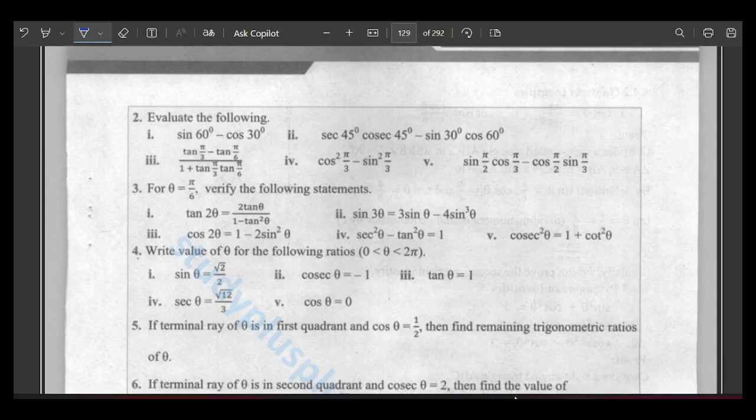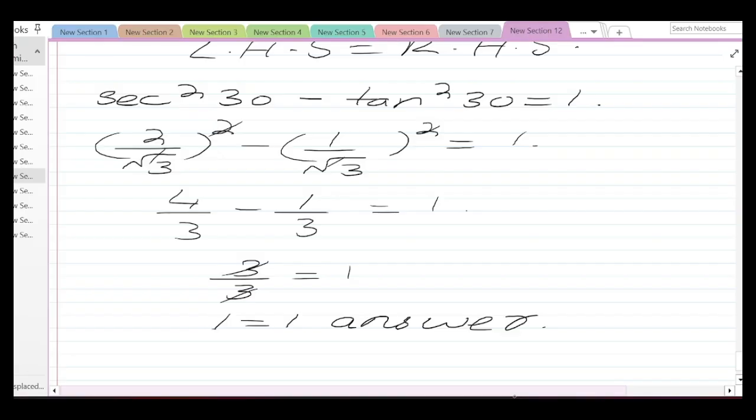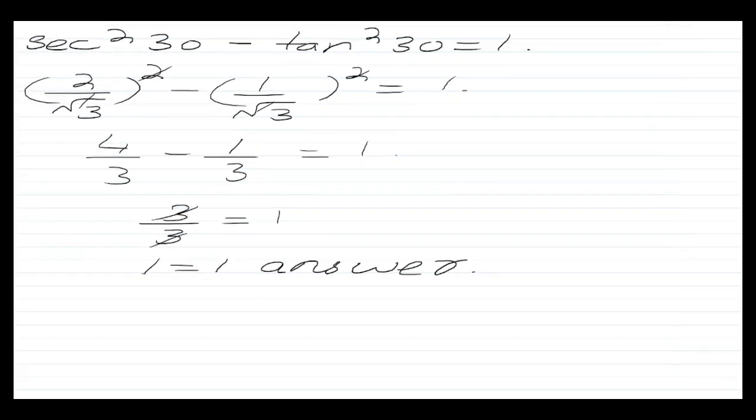Now if you look at the last part, which is cosec square theta being equal to 1 plus cot square theta, how will we solve this statement? So we will write cosec square of 30, and that will be equal to 1 added with cot square of 30 instead of theta. After that, what is cosec of 30? That is 2.